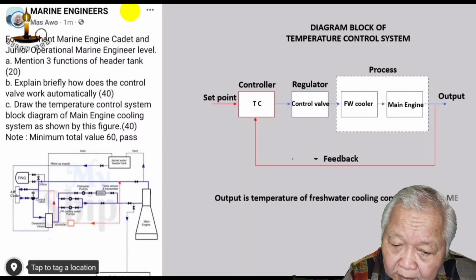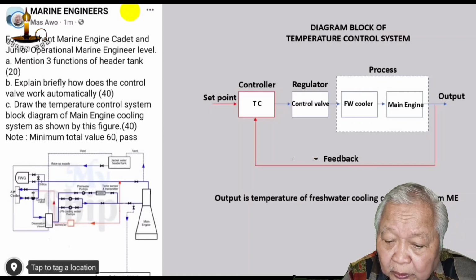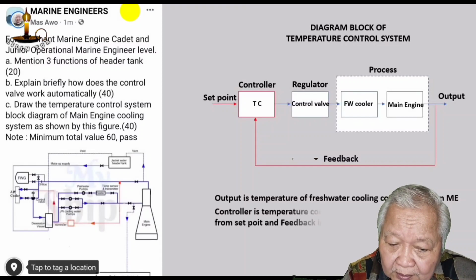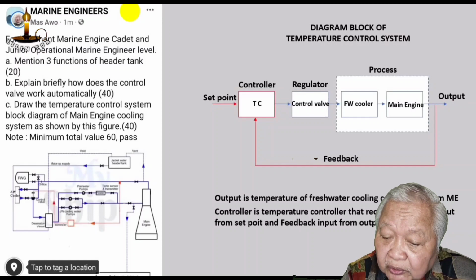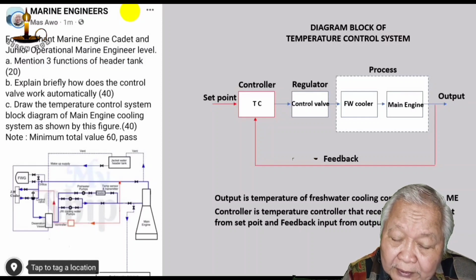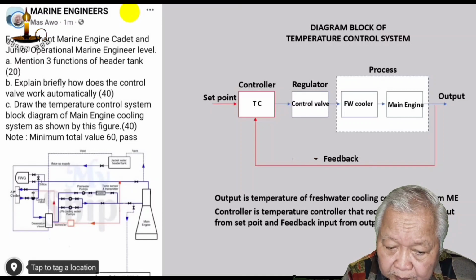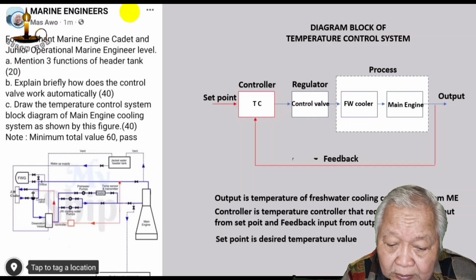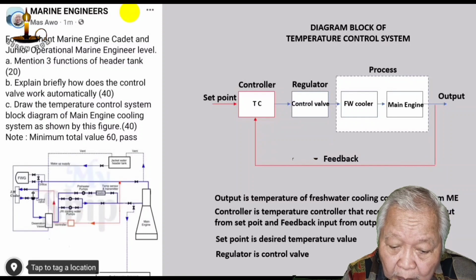So, the output is the temperature of freshwater cooling coming out from the main engine. The controller is a temperature controller that receives reference input from the set point and feedback input from the output. The set point is the desired temperature value, and the regulator is the control valve.